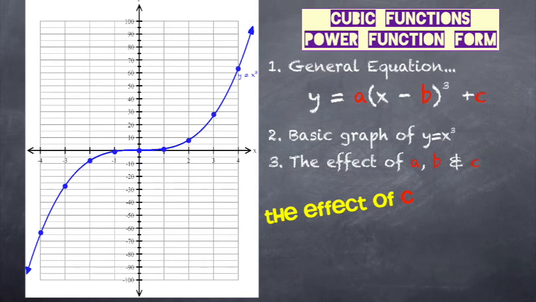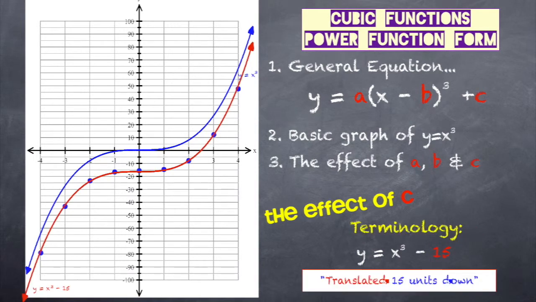Alright, so what if the c value is negative? Well, let's find out by substituting in c equals negative 15, leaving our b value at 0 and our a value at 1. Now when we simplify this, we get y is equal to x cubed minus 15. As you can see by the dots moving, every single coordinate along the line has been moved down 15 units. And therefore we say that the graph has been translated 15 units down.